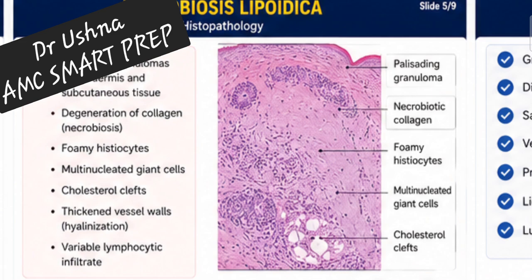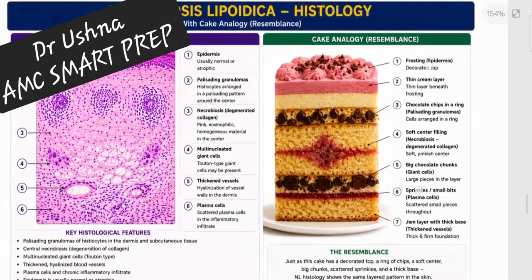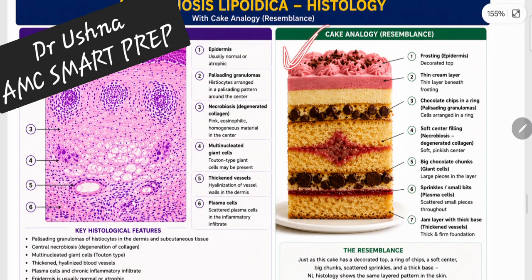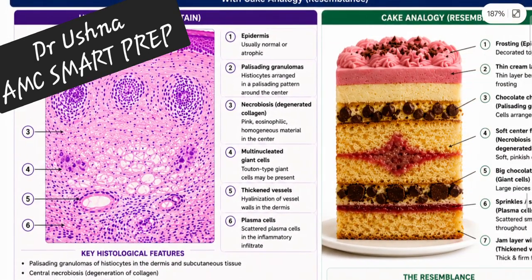So if you compare this picture, you can easily identify your histology, just like a beautiful, tempting kind of cake picture. You have beautiful layers of your cake, frosting, chocolate, and the cake sponge. That's how the necrobiosis lipoidica histology actually presents. In the superficial part, you are going to have atrophic epidermis. Just below the epidermis, you are going to have beautifully arranged palisading granuloma most of the time. That is a very typical histology of your necrobiosis lipoidica.